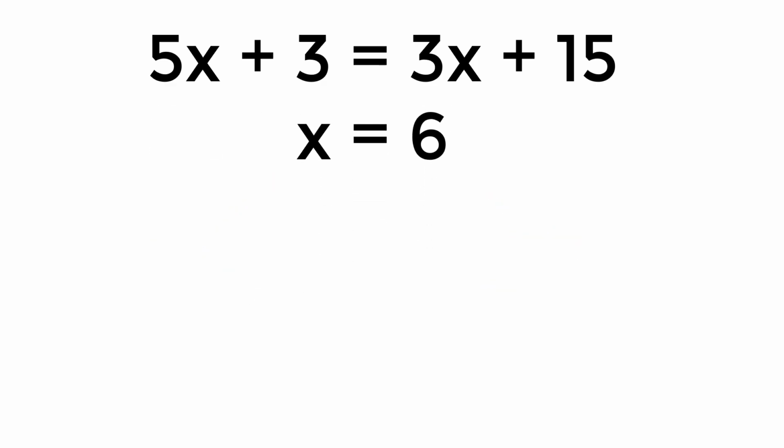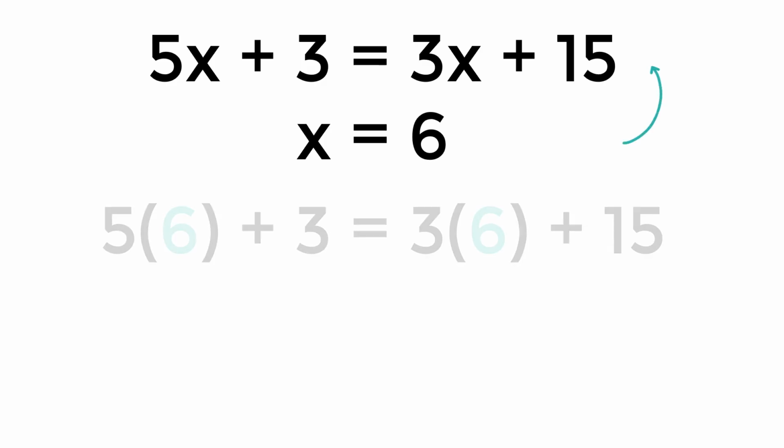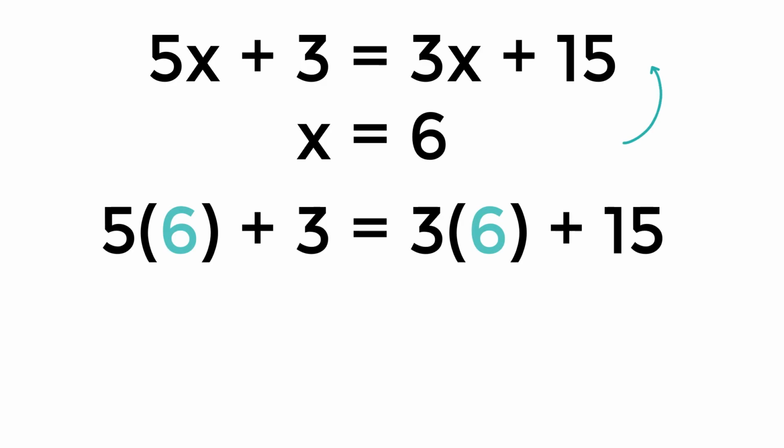Let's check the solution. Substitute 6 into the original equation. On the left side, 5 times 6 is 30. 30 plus 3 equals 33. On the right side, 3 times 6 is 18. 18 plus 15 also equals 33. Both sides are equal, so the solution is correct.